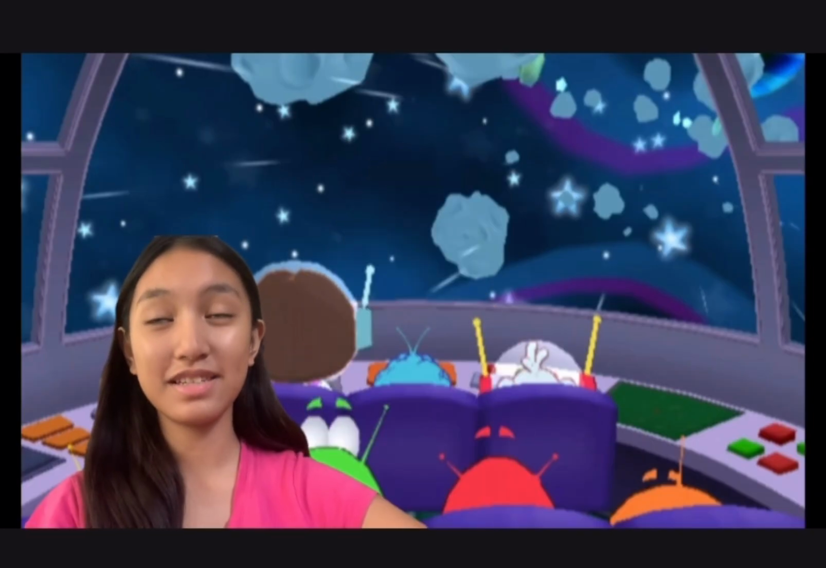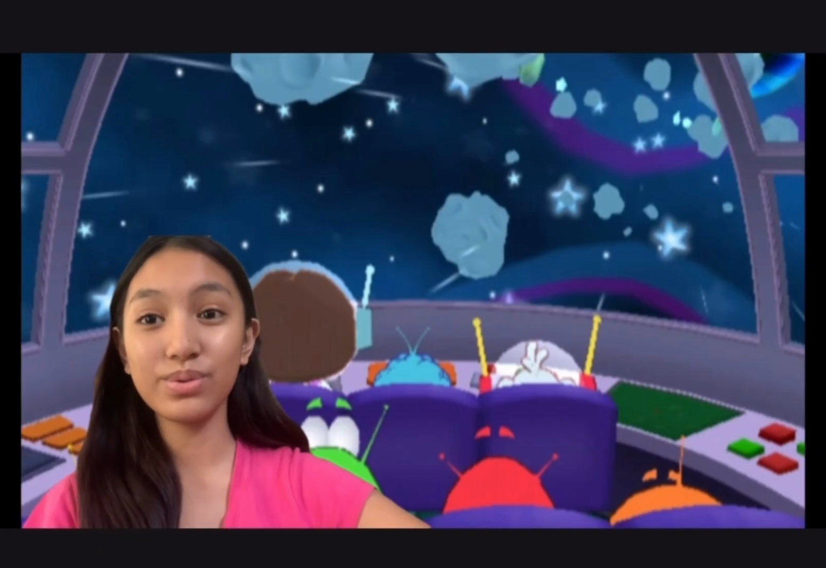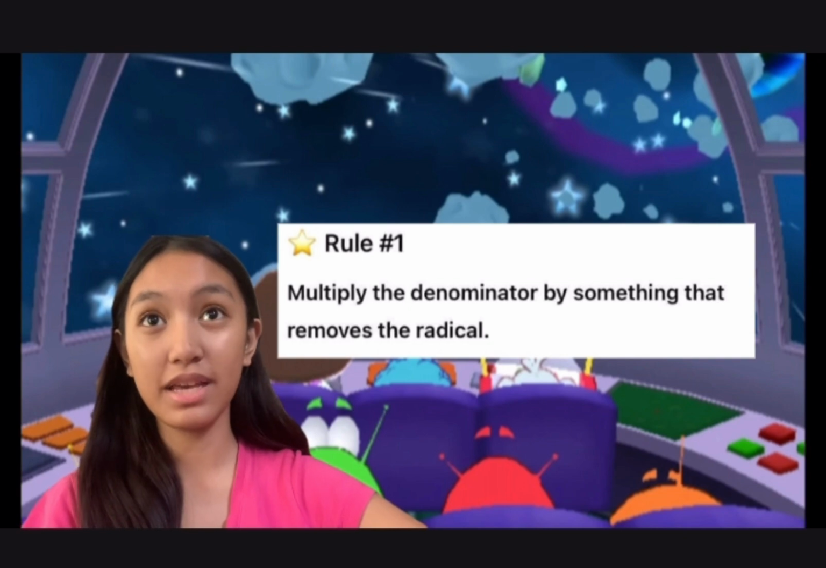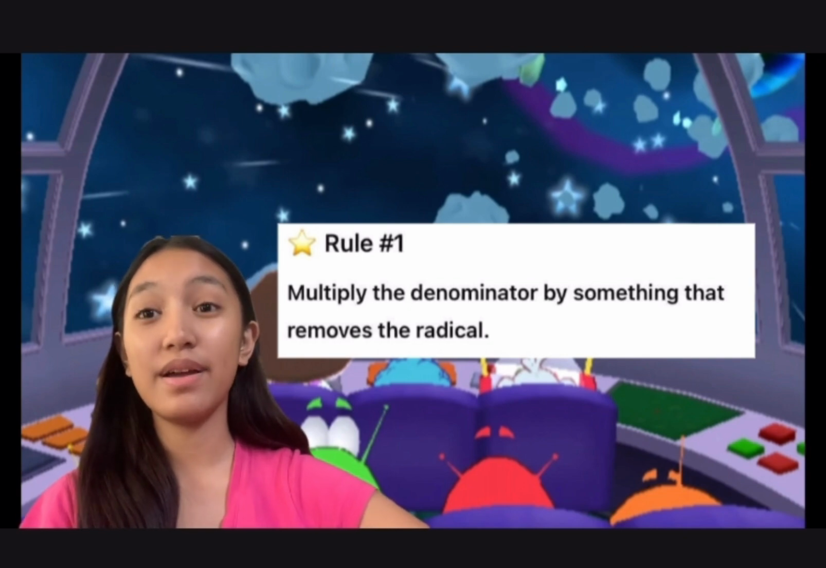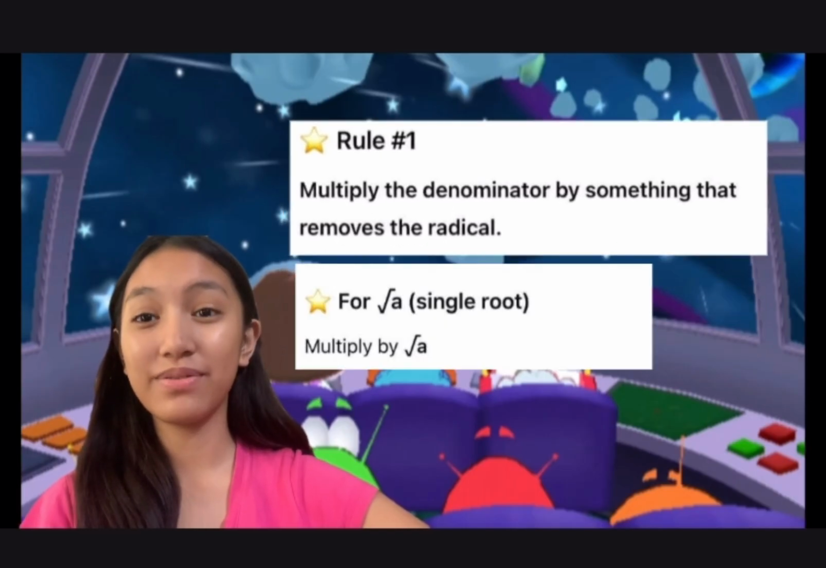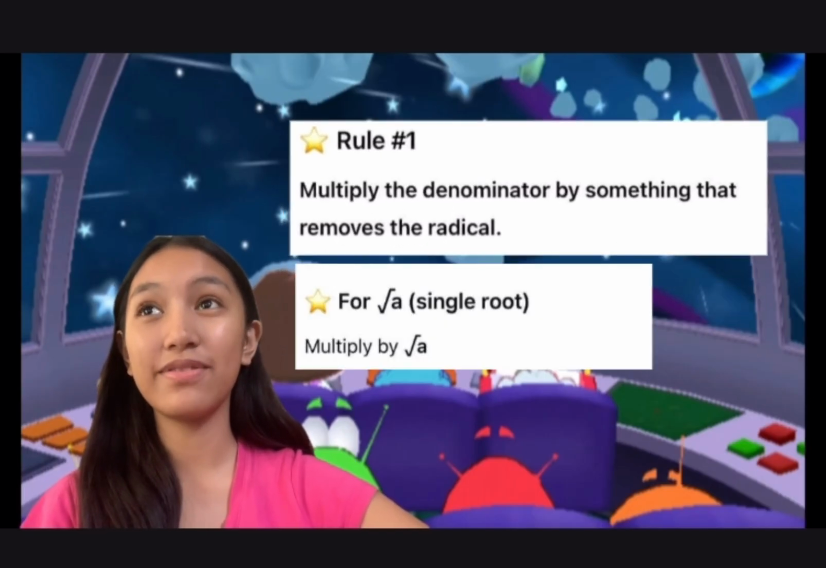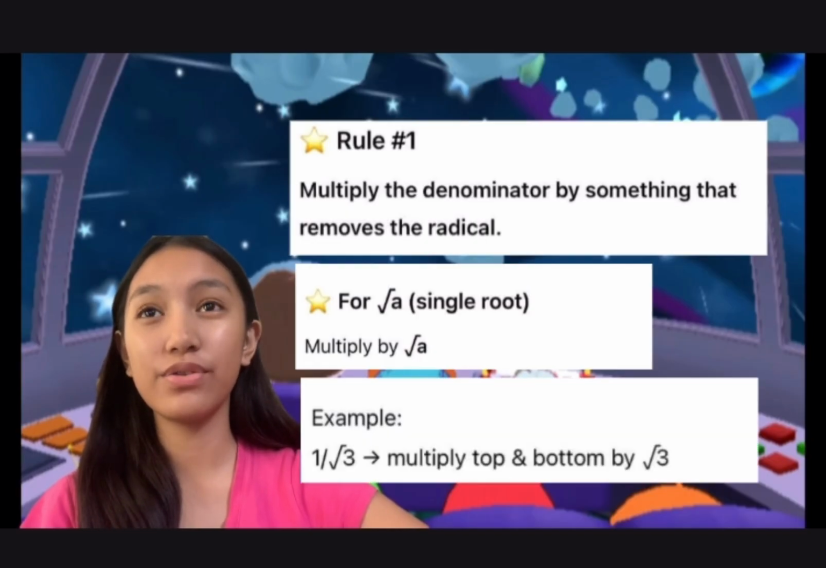To rationalize the denominator, we have to follow these simple rules. One is to multiply the denominator by something that removes the radical. Like square root of a, which is a single root, you have to multiply by square root of a. For example, 1 over square root of 3, you multiply the top and bottom by square root of 3.